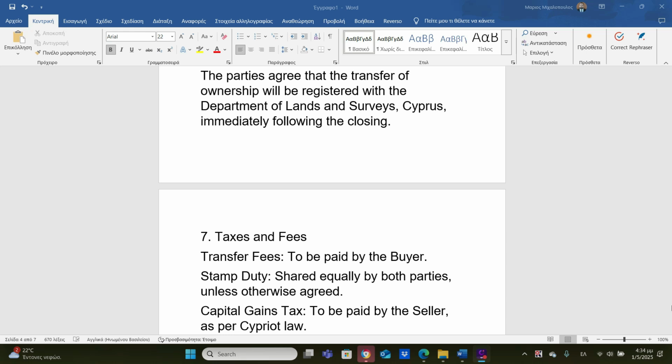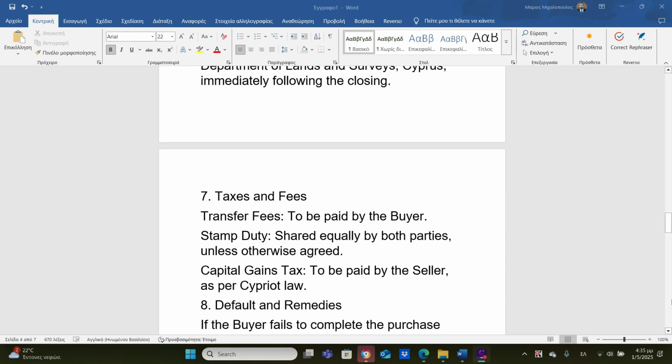Disclosures. Sellers are often required to disclose specific information about the property, such as the presence of lead paint, asbestos, or other hazards. These disclosures vary by state. Closing date and possession. The agreement specifies the date when the sale will be finalized, closing date, and when the buyer will take possession of the property.